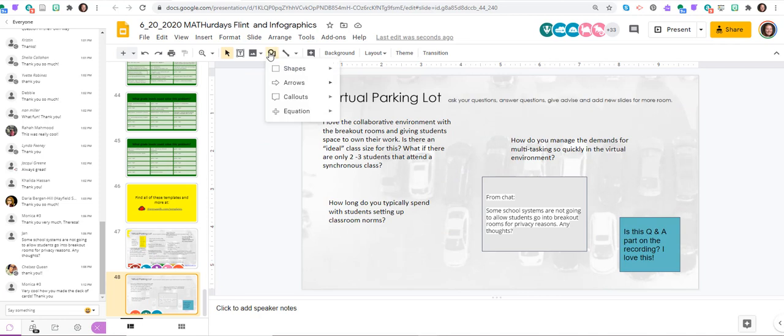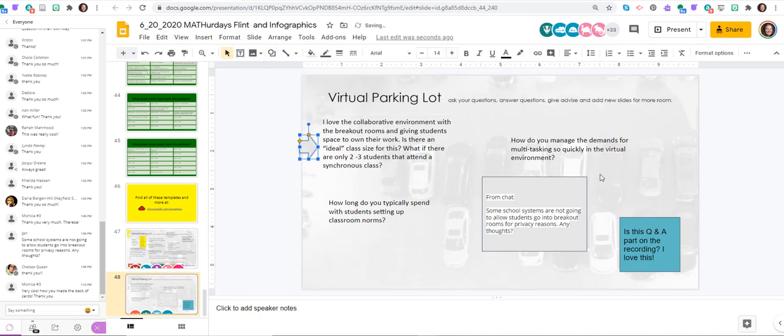Let's see, there's some questions on the next slide. I'm going to move there. I love the collaborative environment with the breakout rooms and giving students space to own their work. Is there an ideal class size for this? What if there's only 2 to 3 students that attend a synchronous class?